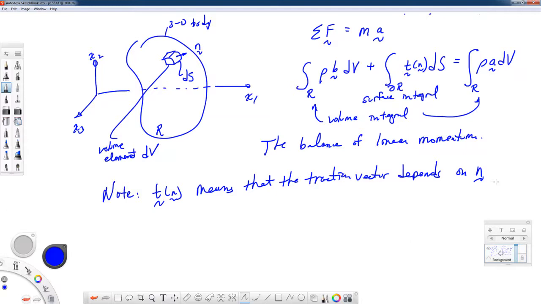Now, this form that we have right here is perfectly fine. It's not completely useful for us right now. We're going to take a side detour, and we're going to explore what this traction vector as a function of n means. We're going to do something related to what's called the Cauchy tetrahedron. So let me sketch that up. It's going to take just a moment to draw, but it'll just be a quick pause on the video.